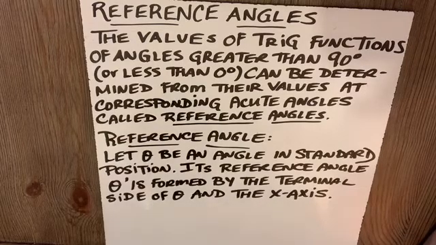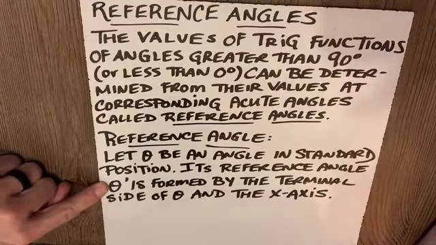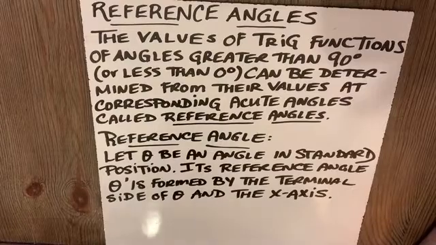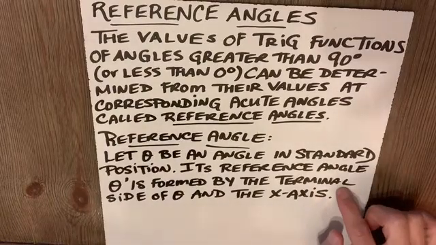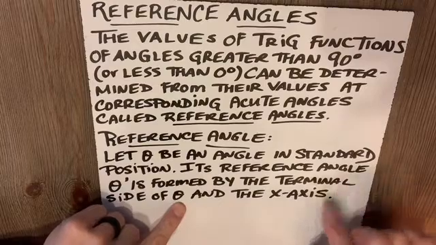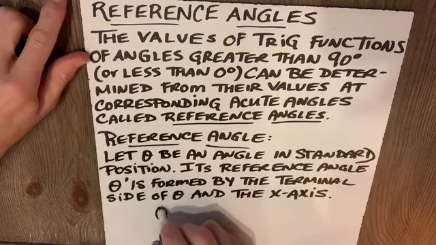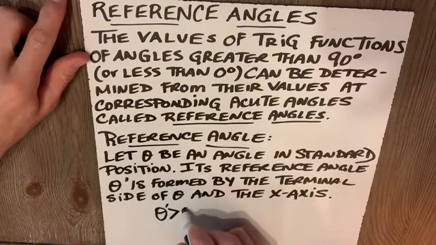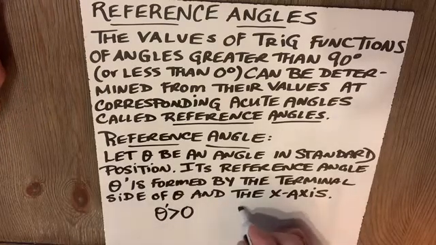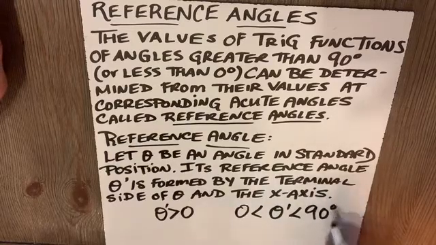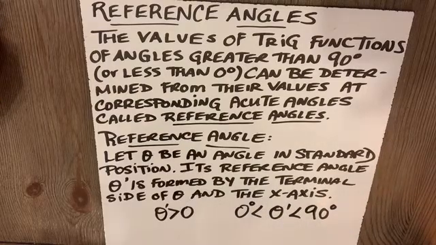Let theta be an angle in standard position. That means its initial side is on the positive x-axis. Its reference angle, theta prime, is formed by the terminal side of theta and the x-axis. So important: look to the terminal side of your angle theta and the x-axis, and that will be the reference angle. By the way, the reference angle, theta prime, is always positive, and it's an acute angle. So we can say that theta prime is between 0 and 90 degrees as well.